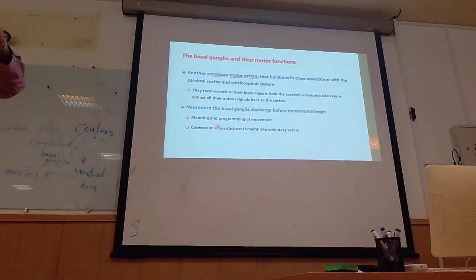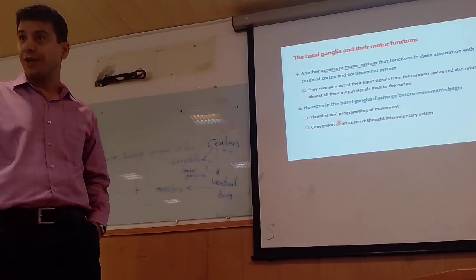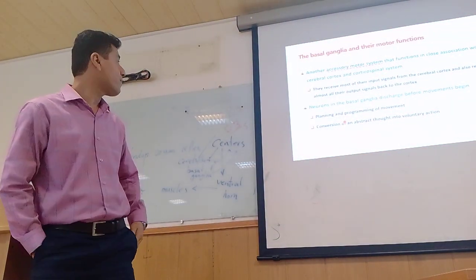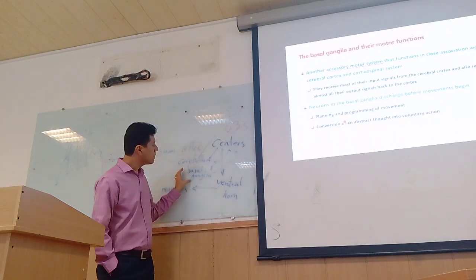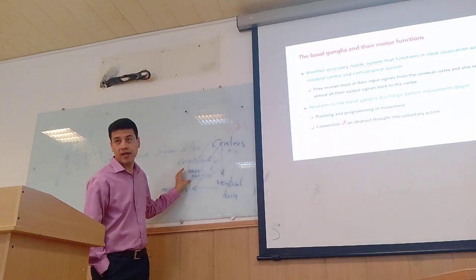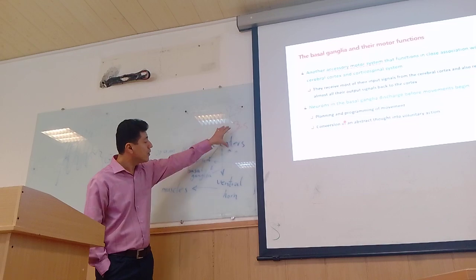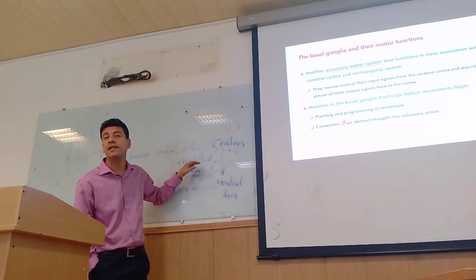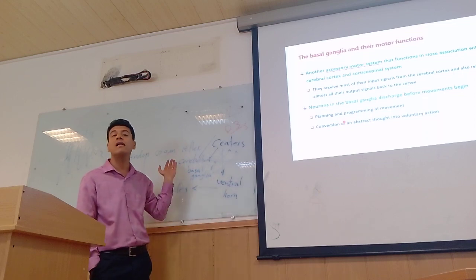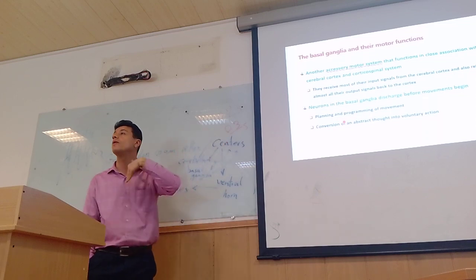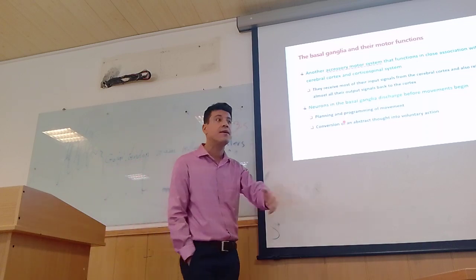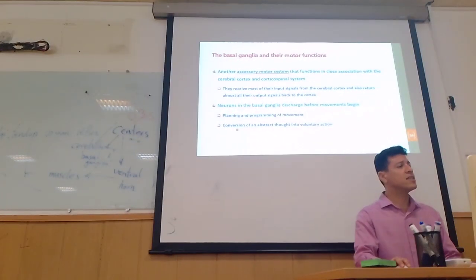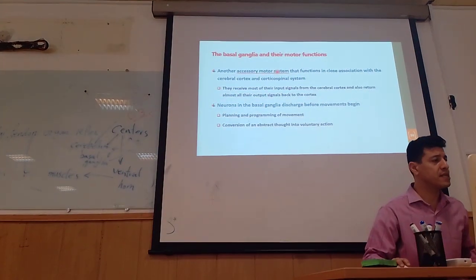Now let's start the basal ganglia. We are actually out of time. The basal ganglia also make some accessory centers for the control of movement. They are not directly involved in the movement. They help the cerebral cortex to plan and perform the action. So another accessory motor system is the basal ganglia.